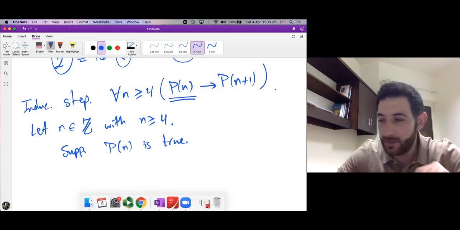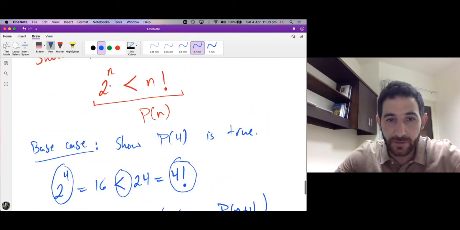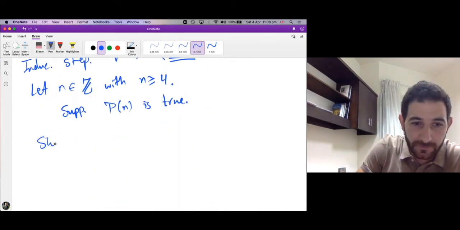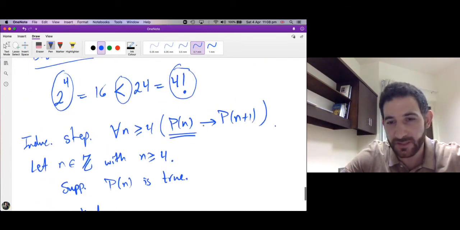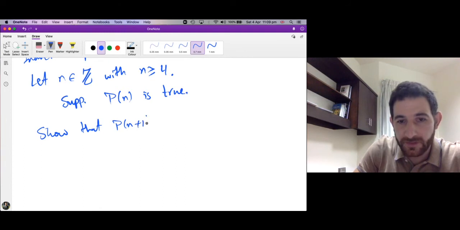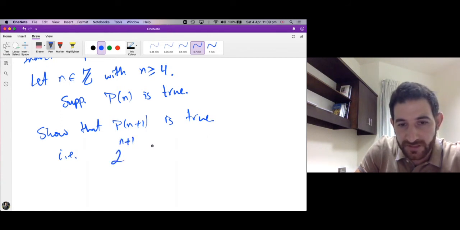Okay, what does it mean? It means that for this n we chose, 2 to the n is strictly less than n factorial. This is how we prove conditional statements in a direct way: we assume the hypothesis, and we show the conclusion. So show that P of n plus 1 is true, i.e. 2 to the power n plus 1 is strictly less than n plus 1 factorial. This is what we need to show.